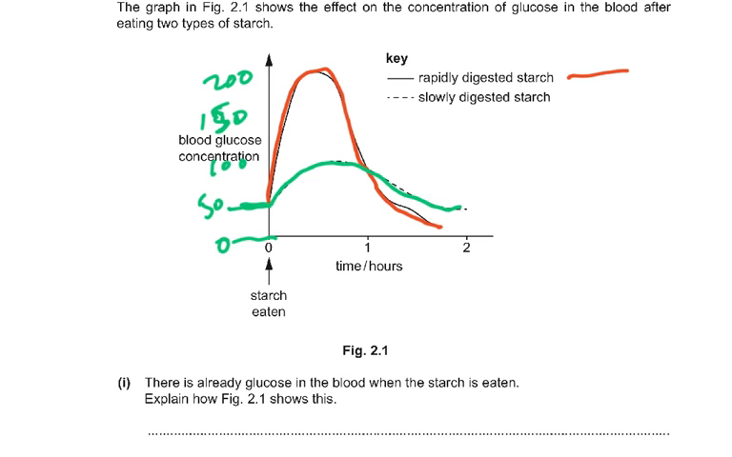So there is already glucose in the blood. It says, but how does figure 2.1 show this? It shows this because the graph line does not start at 0. The graph line, if you look at it, I'm going to just erase all this. The graph line starts here. It doesn't start at 0. So the graph line does not start at the origin. The graph line starts partway up the y-axis.